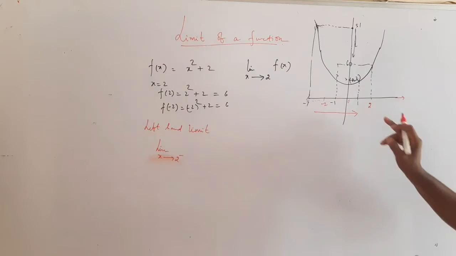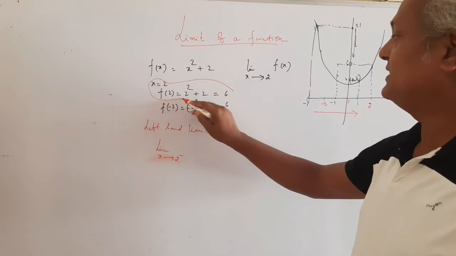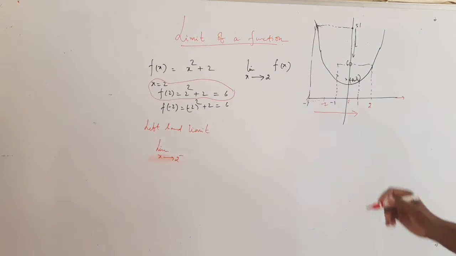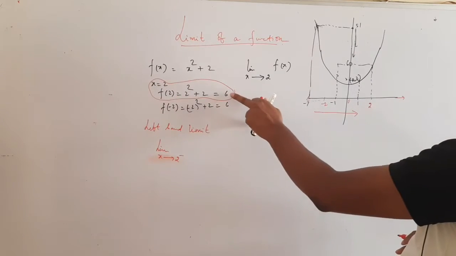It never reaches, because when it reaches, we can say for sure that x is 2, which means it has reached 2 and then the value of the function has become 6.